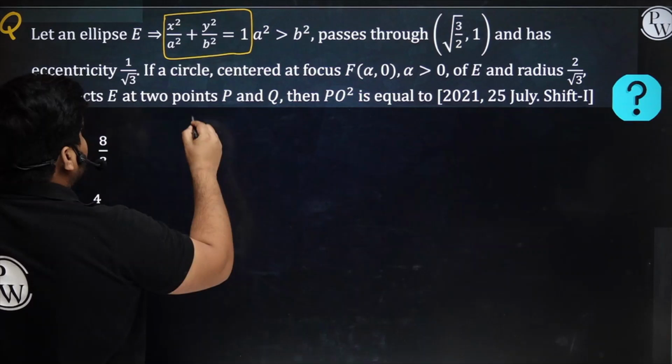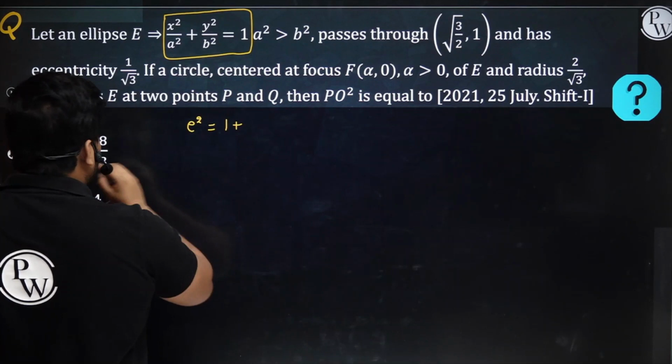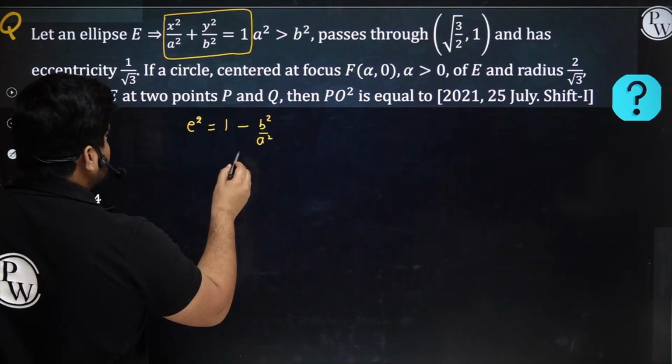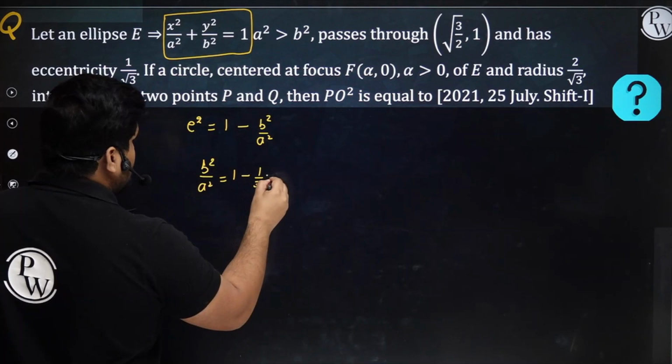So what can we write? E square will be equal to 1 minus b square by a square, and e is 1 by root 3. So we have b square by a square equal to 1 minus e square, 2 by 3. So this one relation we already have.